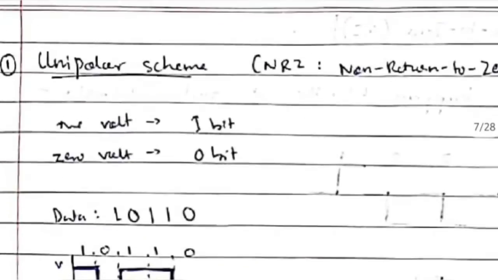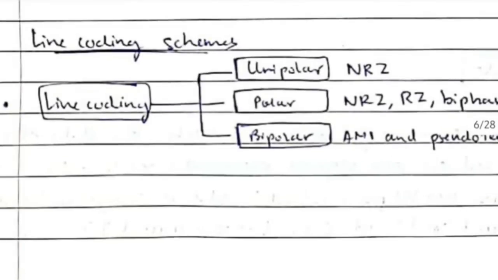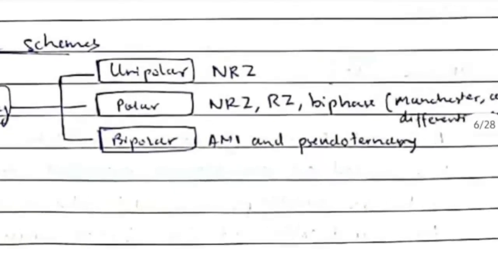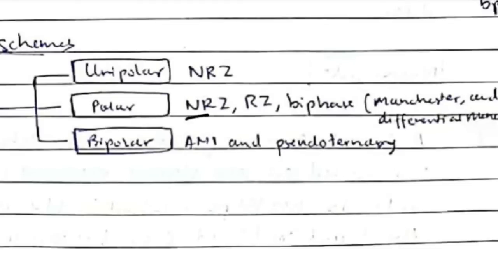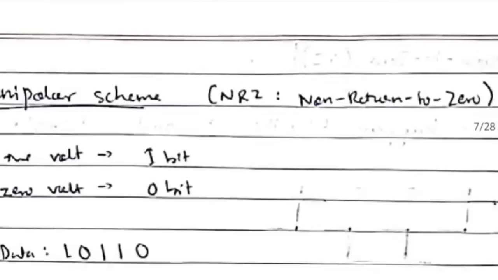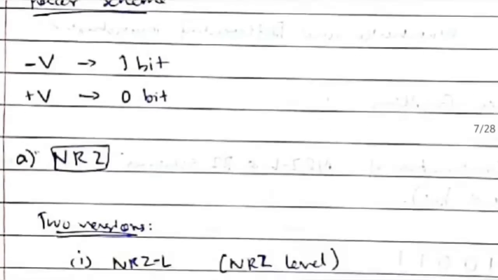Then next bit is 0, I'll come down to the x-axis. Okay, so this is the digital wave under the unipolar scheme. The next one is polar scheme. In polar scheme we have three types: NRZ, RZ and biphase. Okay. So let's discuss the NRZ scheme.